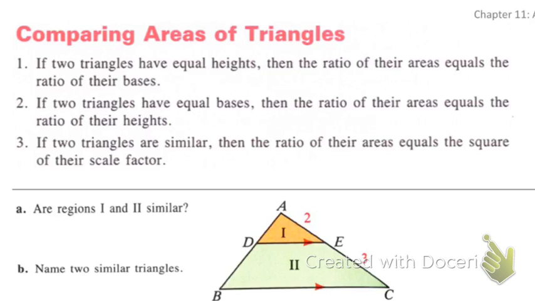Comparing areas of triangles, just like I said, if two triangles have equal heights, it's the ratio of their bases. If they have equal bases, it's the ratio of their heights. And if they are similar, then the area ratio equals the square of their scale factor. So that is the only time where you're going to square it, is when it is similar. That's the only time you have to worry about squaring it.